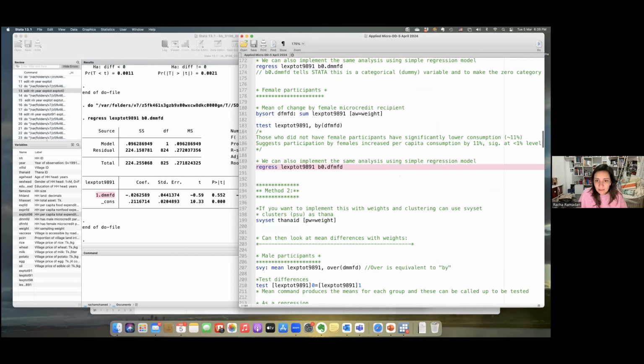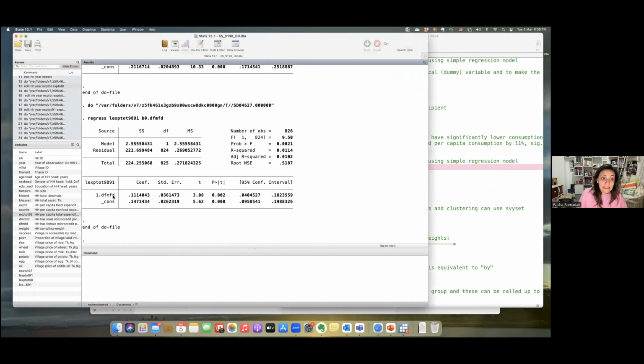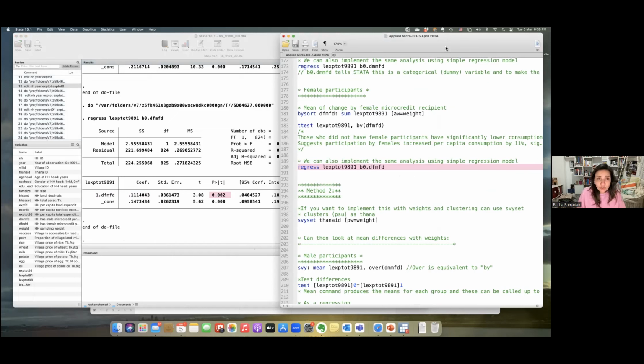While if we do the same thing for the female microcredit program, we can see that having a female who has access to microcredit has a positive significant effect. So these two methods confirm the same idea. However, as we said, this is non-random and we have a selection bias. We want to control this.